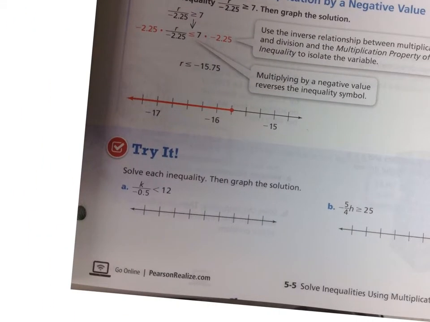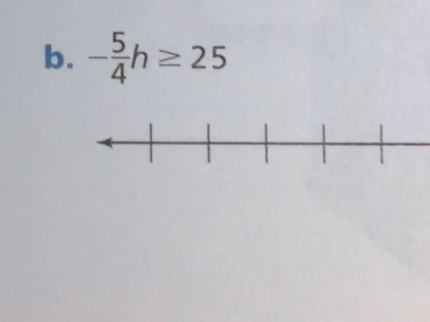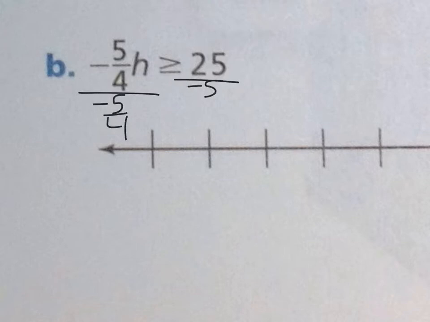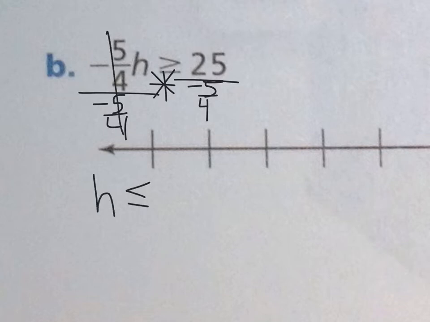So similar idea. If we look at the try it, we could look at either one of these. I'm just going to mention on part B if we were doing a problem like this. So we could say they're multiplying by -5/4, so we need to divide by -5/4. Okay? When we divide by -5/4, we're dividing by a negative, so our inequality symbol is going to switch around. It was greater than or equal to, now it's going to be less than or equal to.